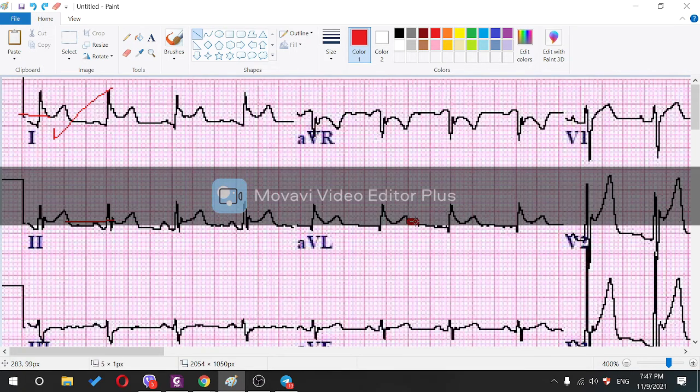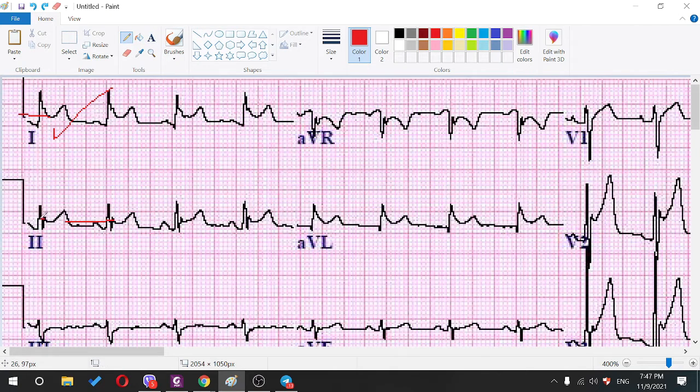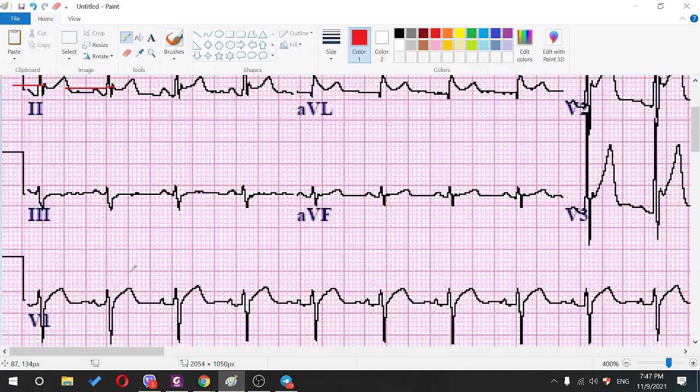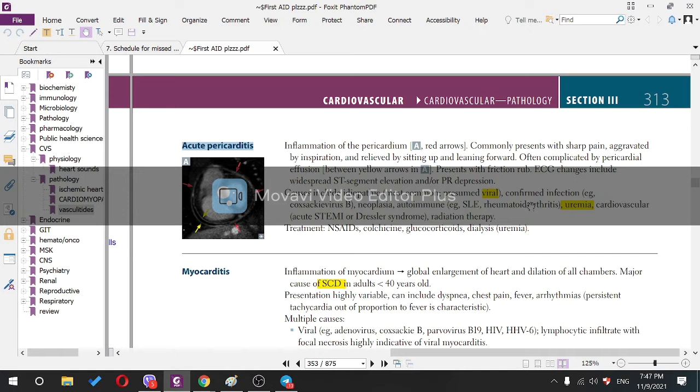Well, if you take the normal here, you can see that it's a little bit depressed. And depression of the PR interval, here it is, see? The depression of the PR interval is highly characteristic of what? Pericarditis. Okay? So, you can either see the widespread ST segment elevation all over the heart, or you can see the PR depression all over the heart.